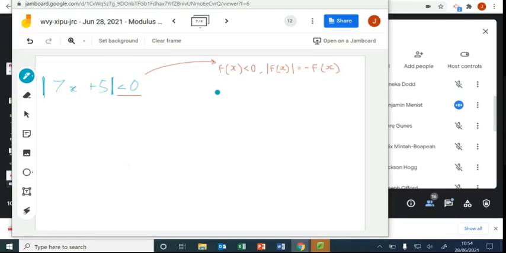Because everything on the left side will be positive, which can't be less than 0. What if we put it greater than 0? Greater than 0, then it will function just like normal 7x plus 5 is greater. Because we know that the modulus function is always greater than or equal to 0.